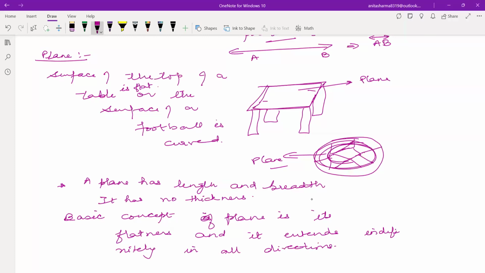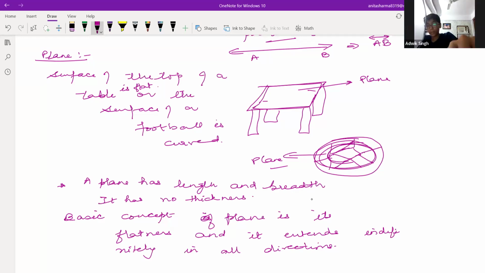And children, one more thing, in coming Sunday's test, this chapter will come, only geometry, okay? And you need to draw each and everything neatly with pencil and scale. Fine? After the class, you have to send this classwork.